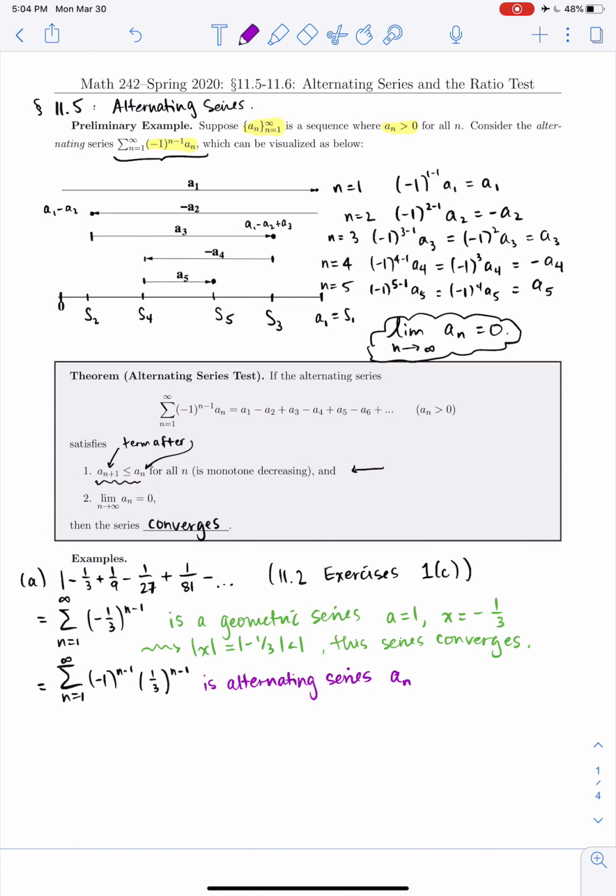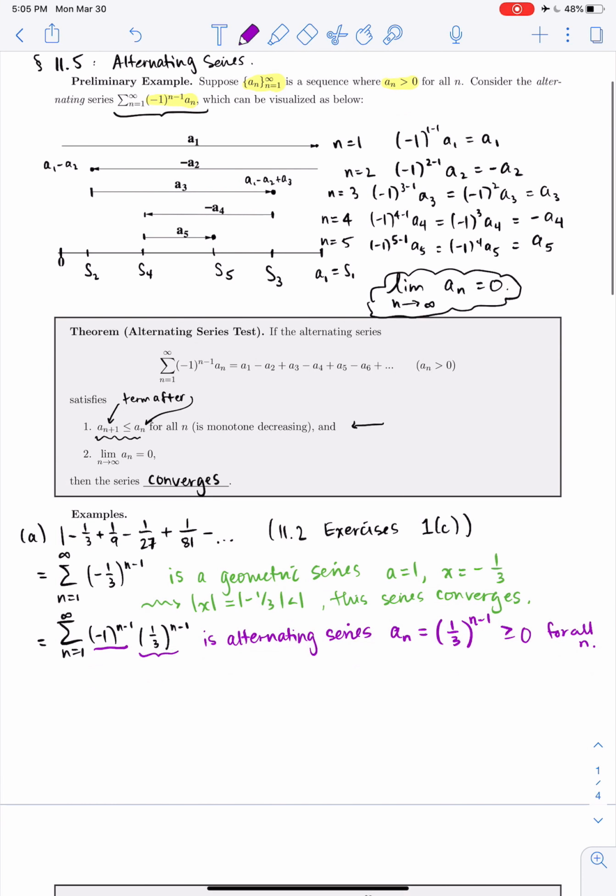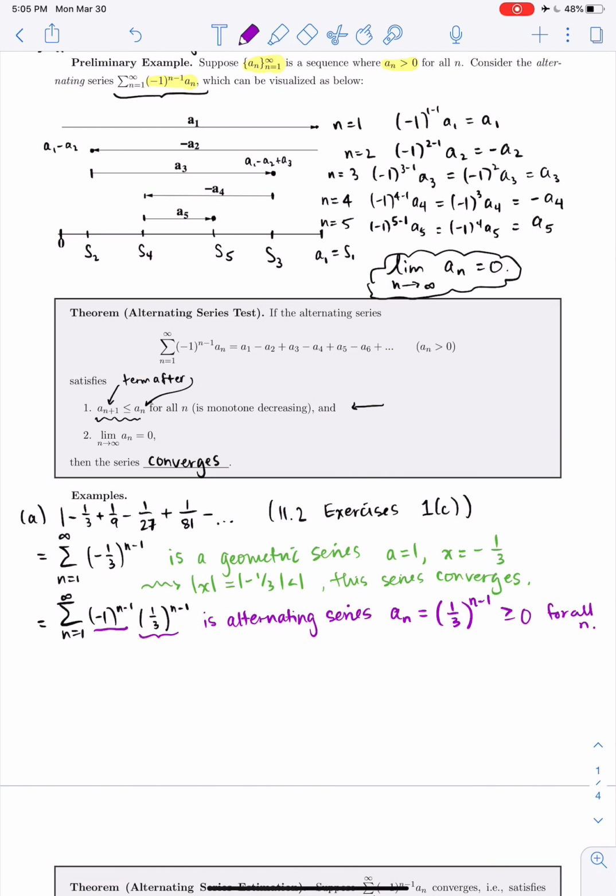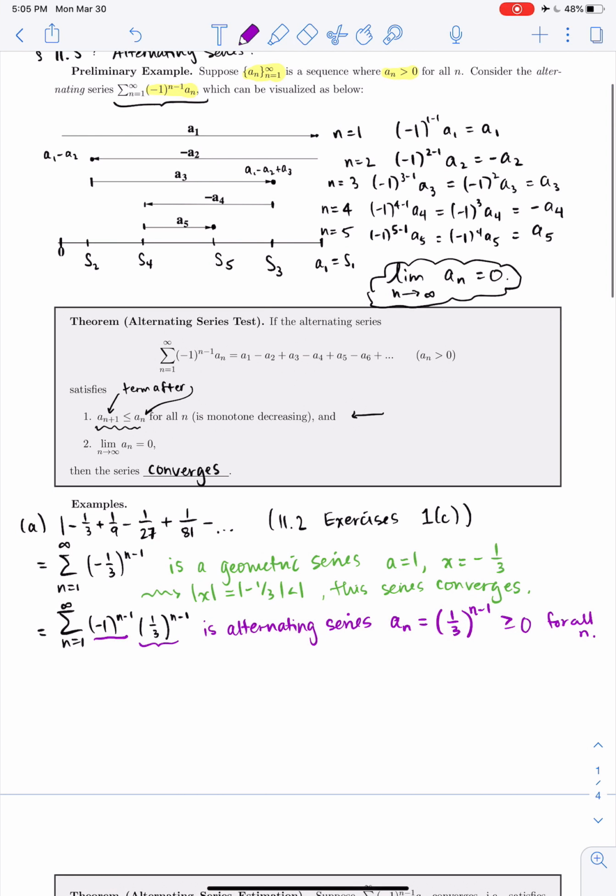So our a sub n terms are the part of the series that is not the negative 1 to the n minus 1. So our a sub n is positive 1/3 to the n minus 1. And what makes this an alternating series is that you have the minus 1 going back and forth times a positive sequence. So this is a positive sequence for all n. Because it's an alternating series, we can apply the alternating series test, which is this theorem above.